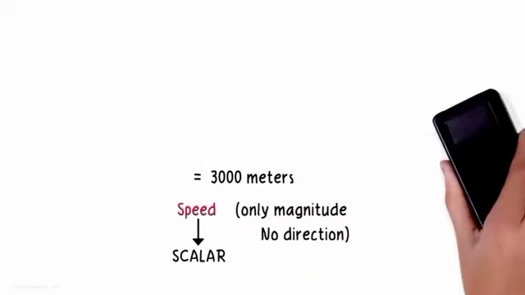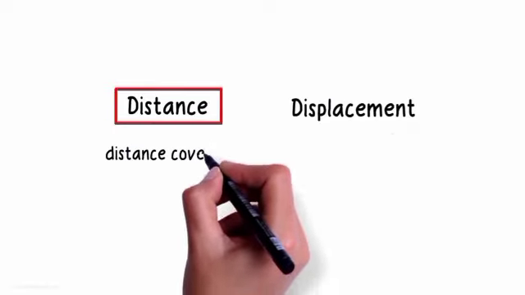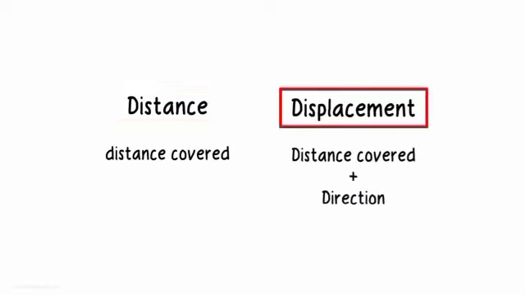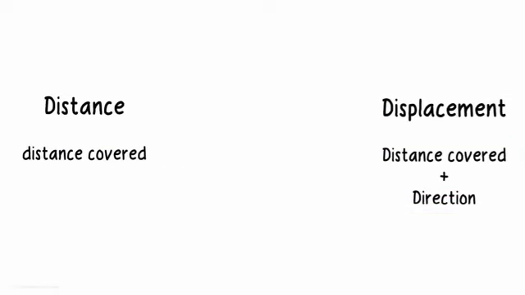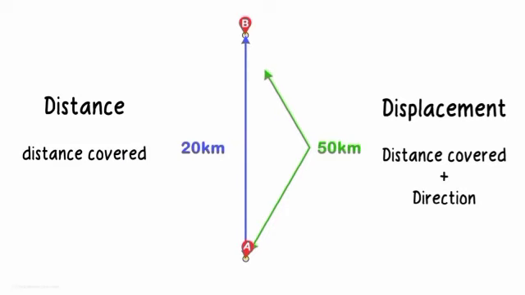Do you remember the difference between distance and displacement? Distance just tells us the distance covered, but displacement is the distance with the direction. Say the distance between town A and B is 20 kilometers. So if we take a 50 kilometer route from point A to B like this, the distance covered is 50 kilometers and displacement is 20 kilometers north of point A. So speed doesn't tell us the direction.